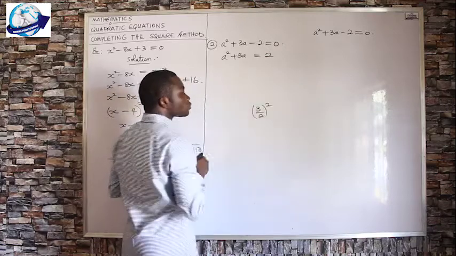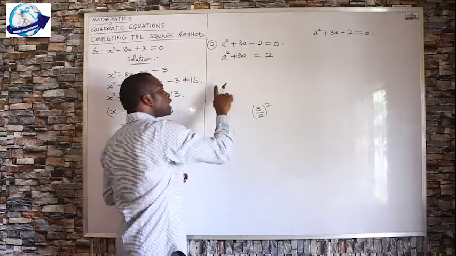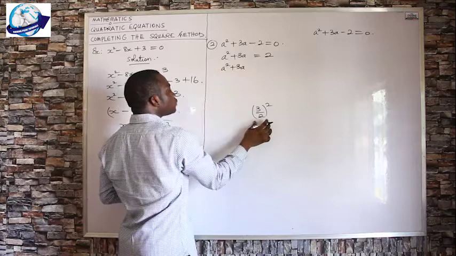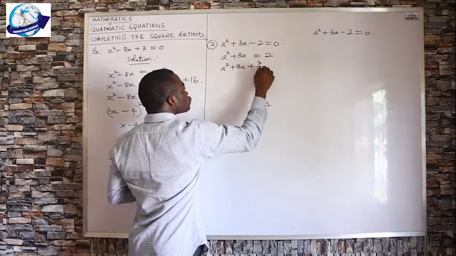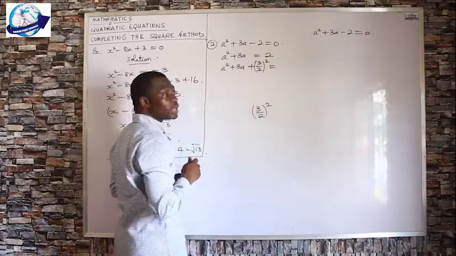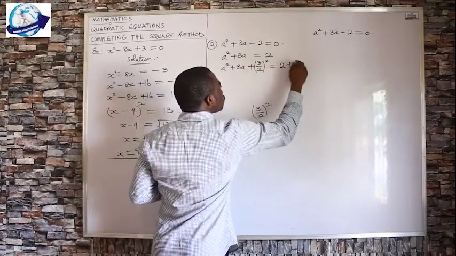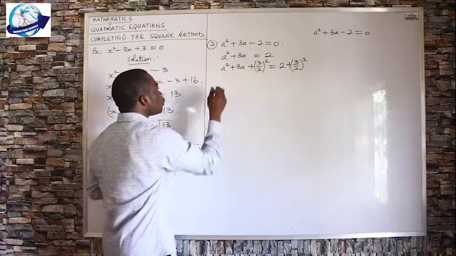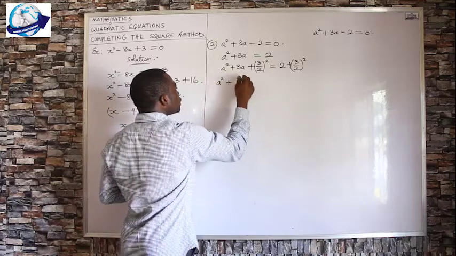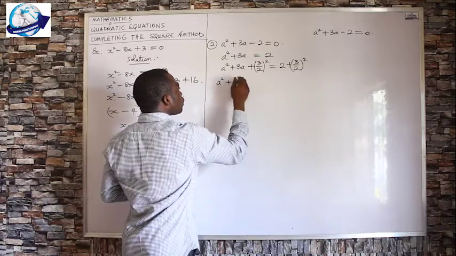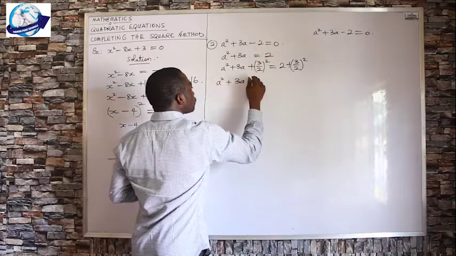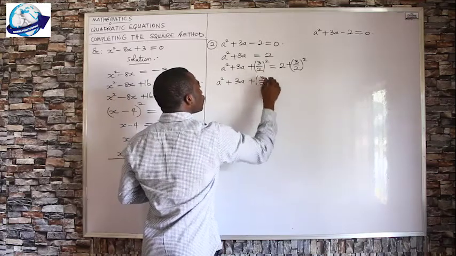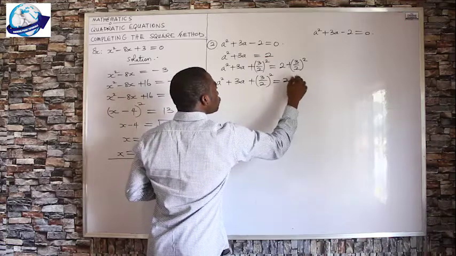Close it, square it. Then this value you're going to add to the left and the right hand side of the equation. So I should have something like a squared plus 3a. Bring in this value, you have plus 3 over 2 close bracket squared. That's for the left hand side. Equal to 2 plus 3 over 2 close bracket squared. Once you've done this, that's very nice. Then you have a squared plus 3a plus 3 over 2 all squared equals 2 plus, then you work the right hand side.